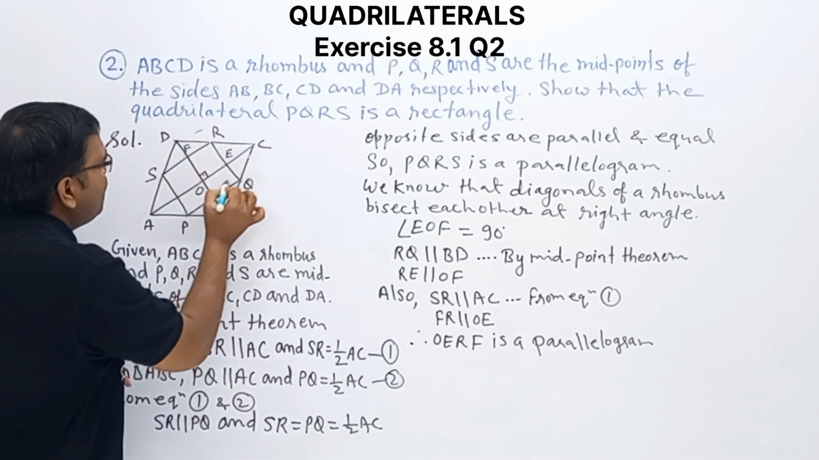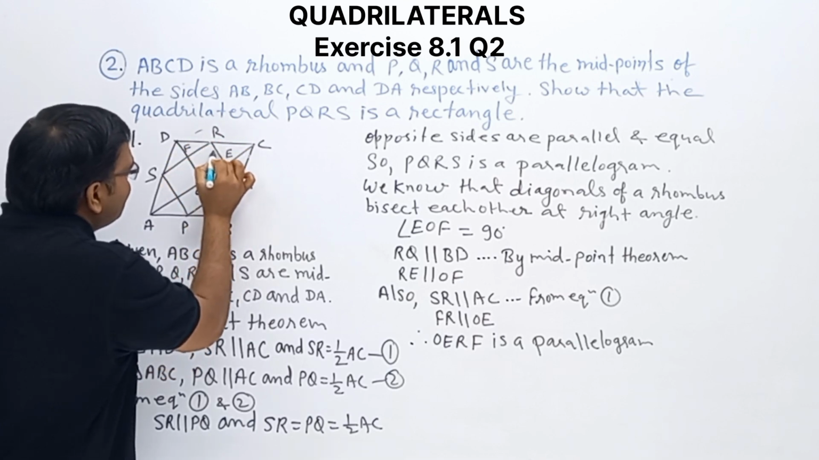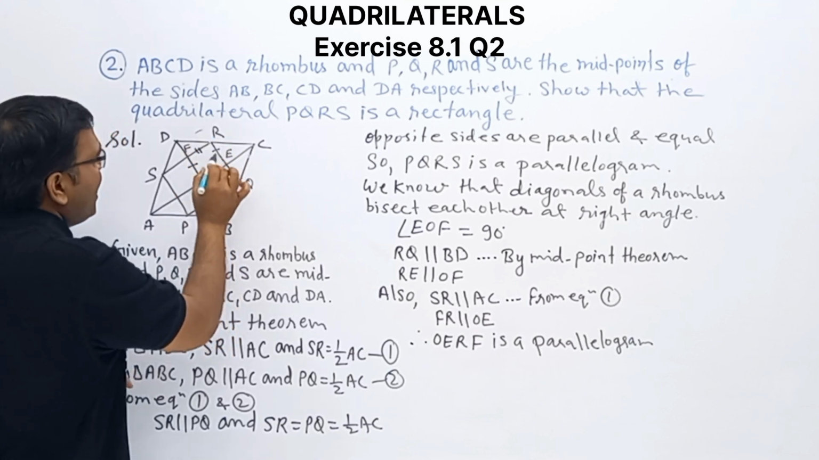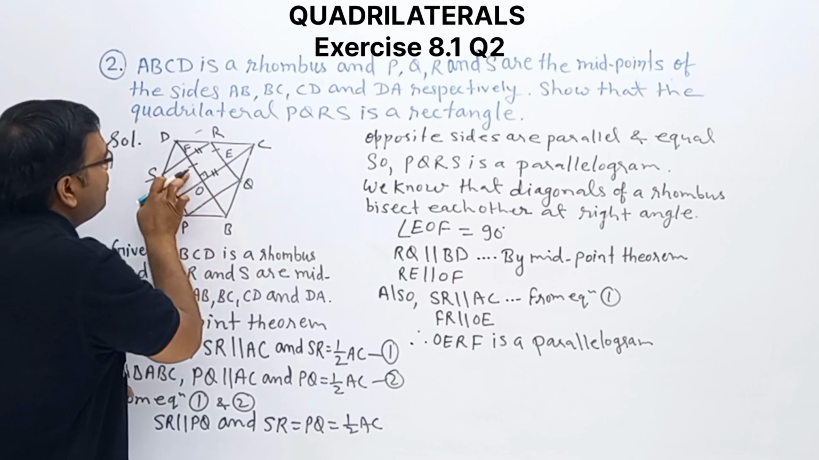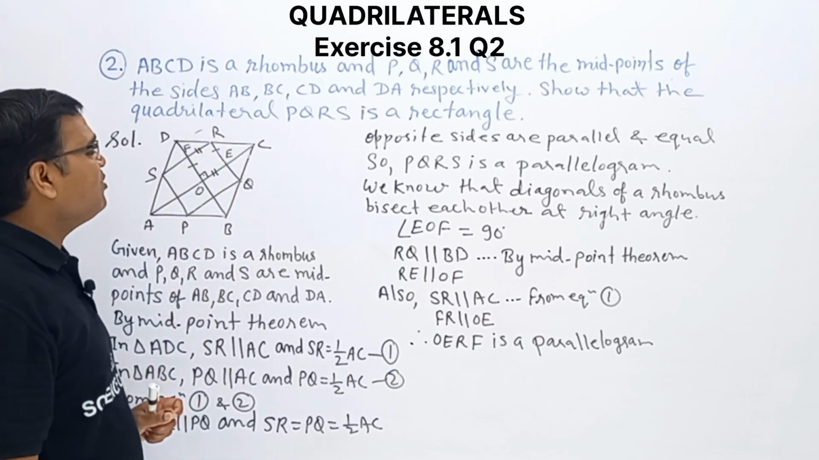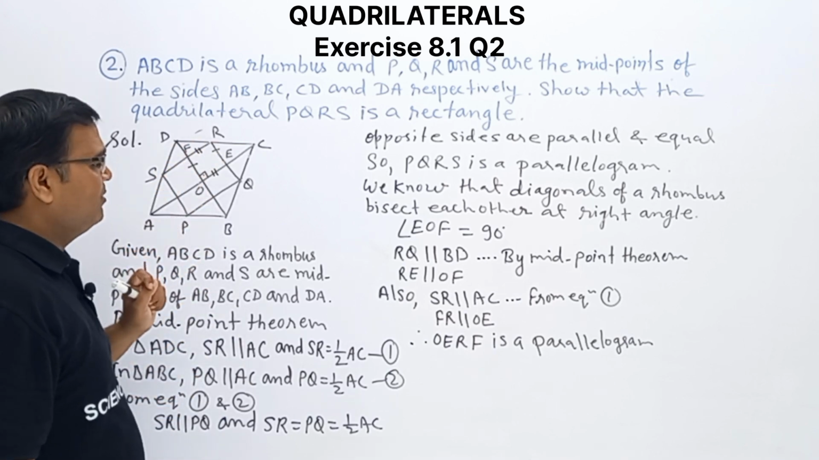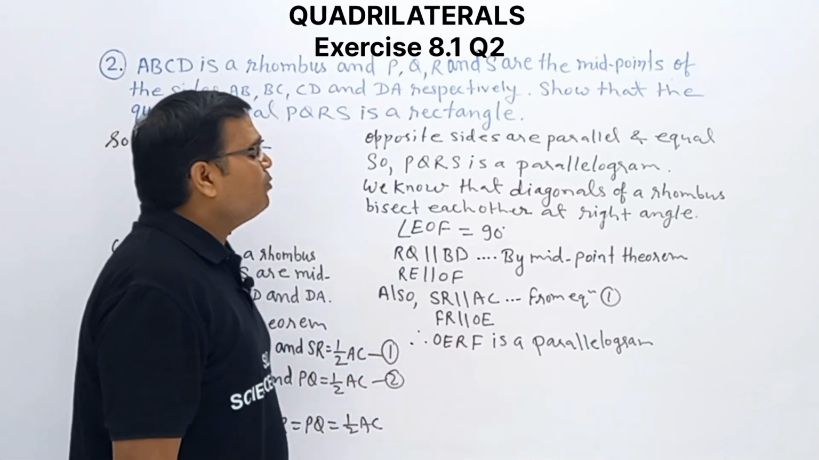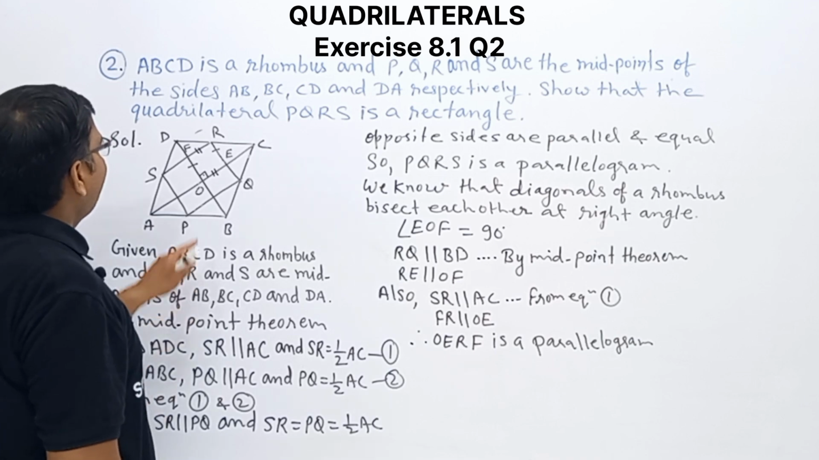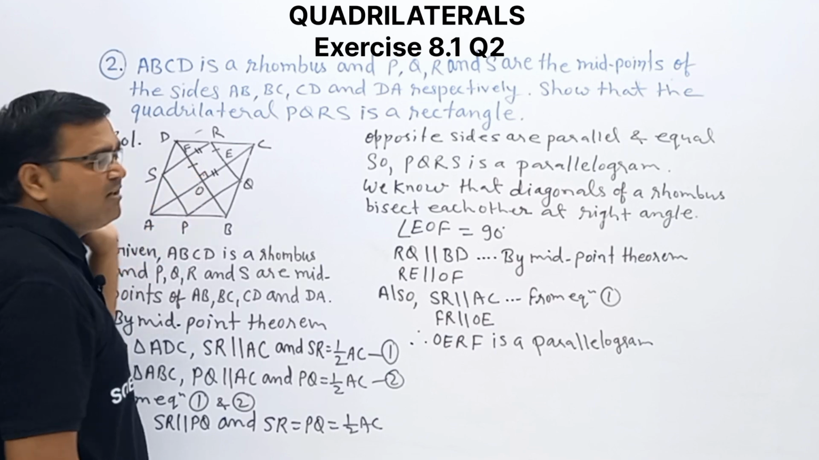Once we observe only this diagram, this quadrilateral, what did we prove? This one equals this one, and this one equals this one. They are parallel. RE is parallel to OF and OE is parallel to FR. Opposite sides are parallel. It means this is a parallelogram. So we are saying OERF is a parallelogram. And in this parallelogram, angle EOF is 90 degrees.